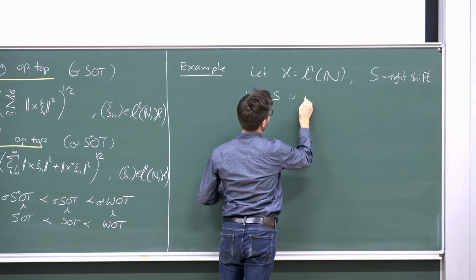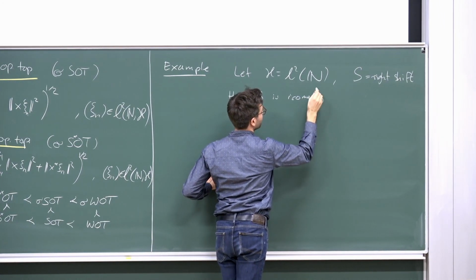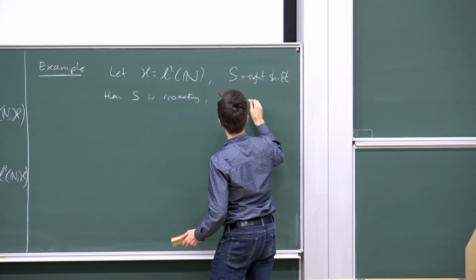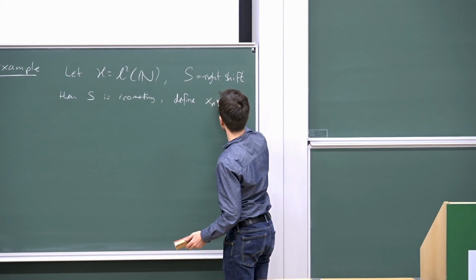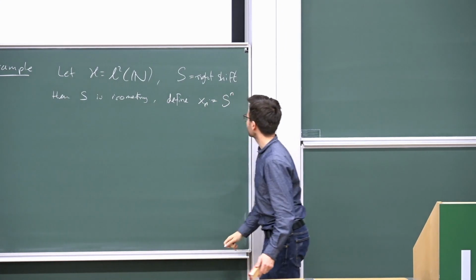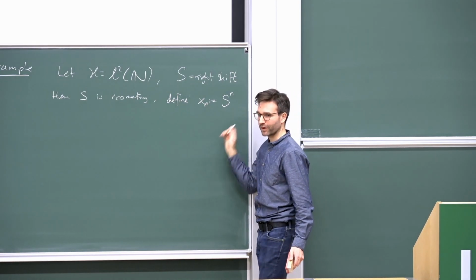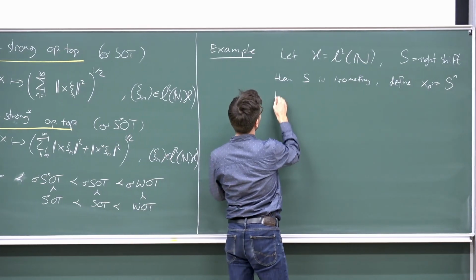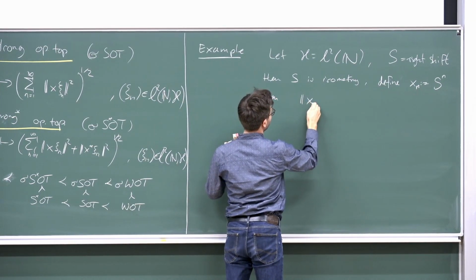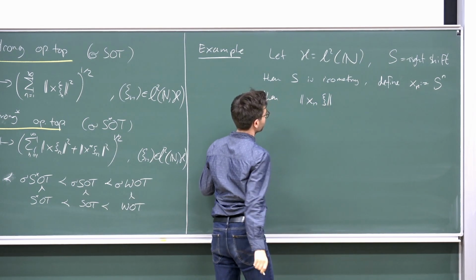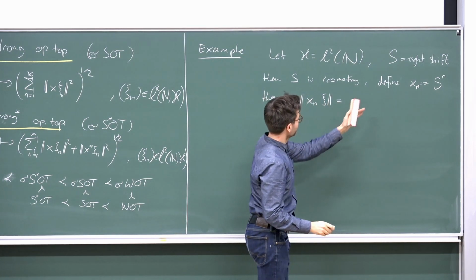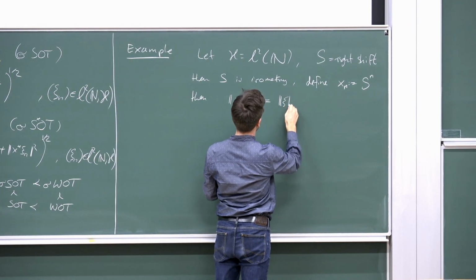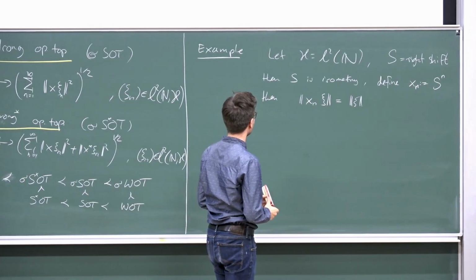And S is an isometry. And we define Xn as S to the power of n. So I shift by n steps to the right. And then we see that Xn psi, since this is an isometry, is equal to psi.